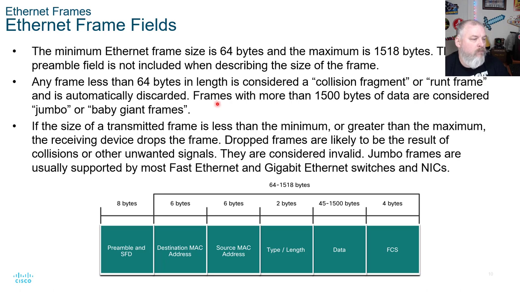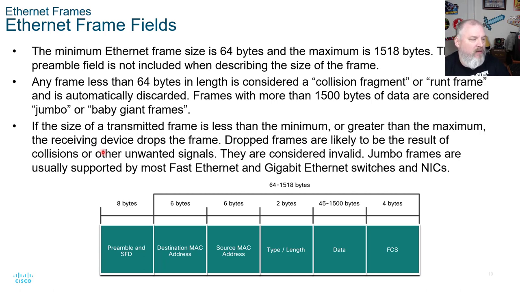Frames with more than 1,500 bytes of data are considered jumbo or baby giant frames. And if the size of the transmitted frame is less than the minimum or greater than the maximum, the receiving device just drops it. We're done with it. It's not doing anything with it. When I say drop it, it just doesn't do anything with it.